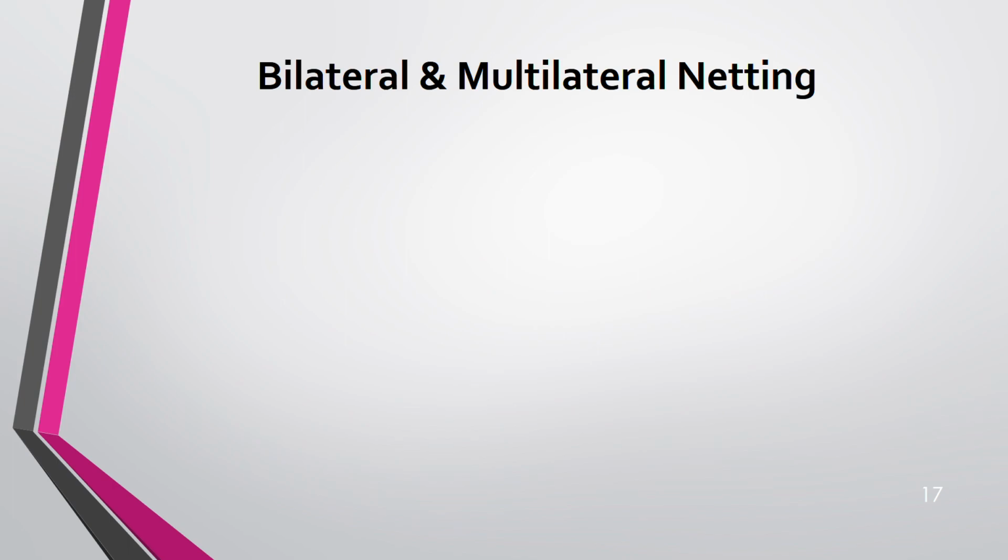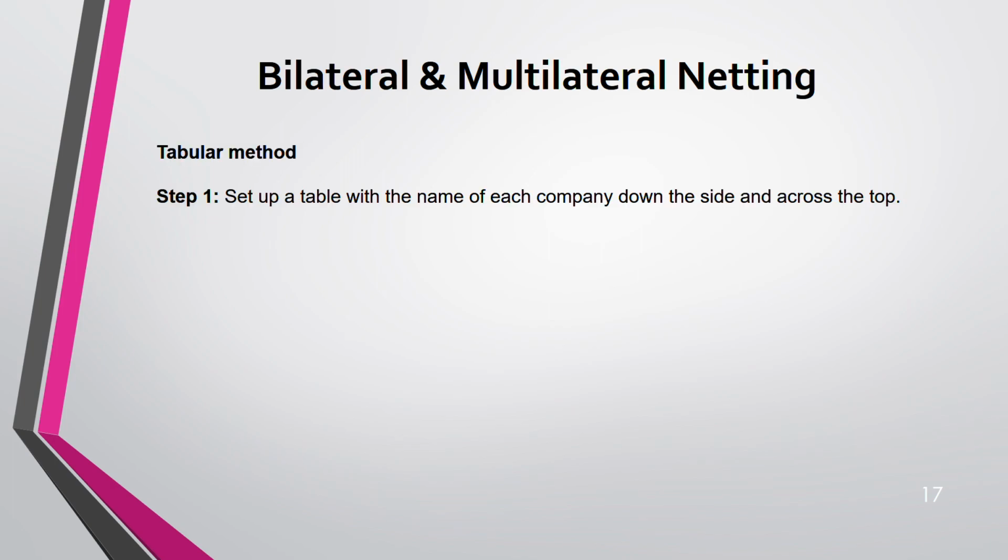Now coming to the last, which is an internal hedging technique: bilateral and multilateral netting. Okay, for this you have to use a tabular method. In the tabular method, step 1: set up a table. You don't have to draw a table actually, you can use Excel for this. Okay, but let me tell you the process. Set up a table with the name of each company. This will be given to you, who is paying to whom. Write the company names down as well as across, horizontally and vertically, the same companies only.